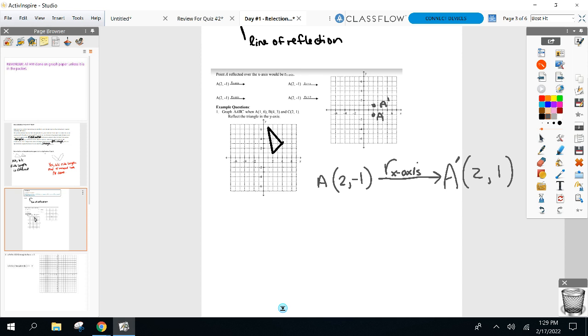Now, let me go down. Point A, still (2, -1), but now what do I want to do, everyone? Reflect it over the y-axis now, yeah.